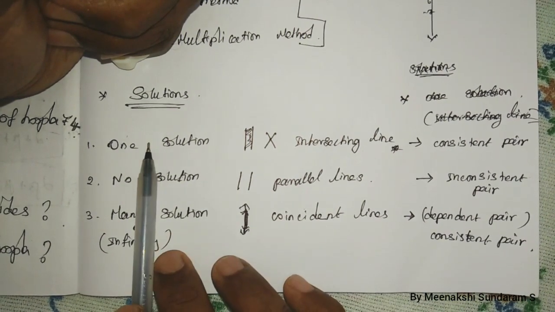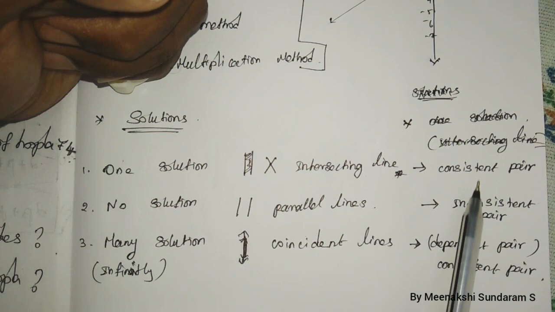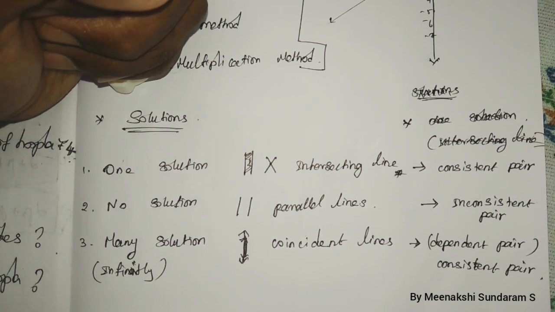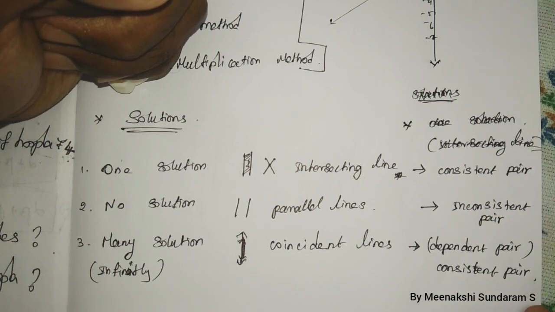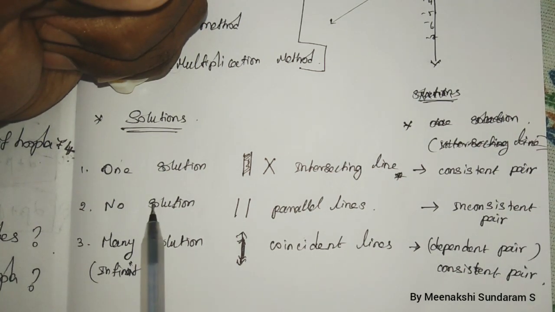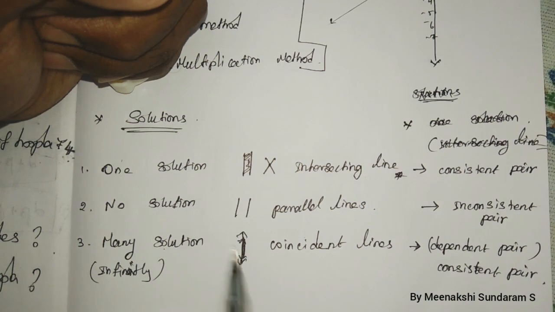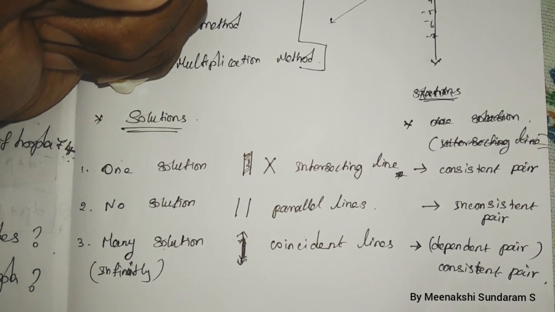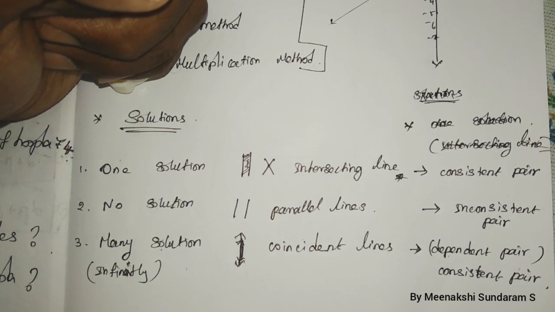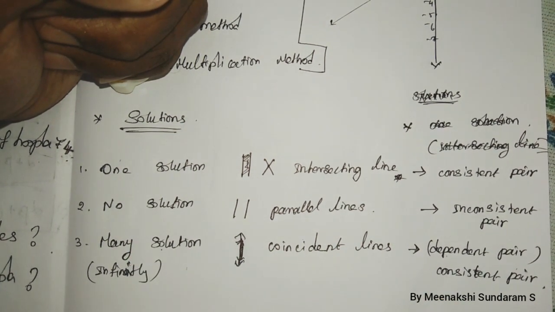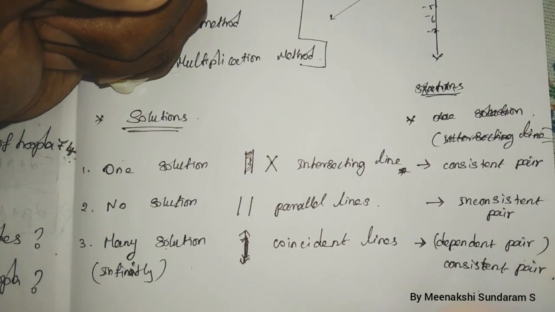Clear? Next, when we get a solution, the pair of lines is a consistent pair. Clear? There is no solution, that is an inconsistent pair. When you get a solution, that is a consistent pair. When we don't get any solution, it is an inconsistent pair. In many solutions, it is a dependent pair, which is also consistent. When it is one solution or many solutions, it is consistent. No solution, it is an inconsistent pair. Clear? I hope when we enter the problem, we can get more clarification from this.